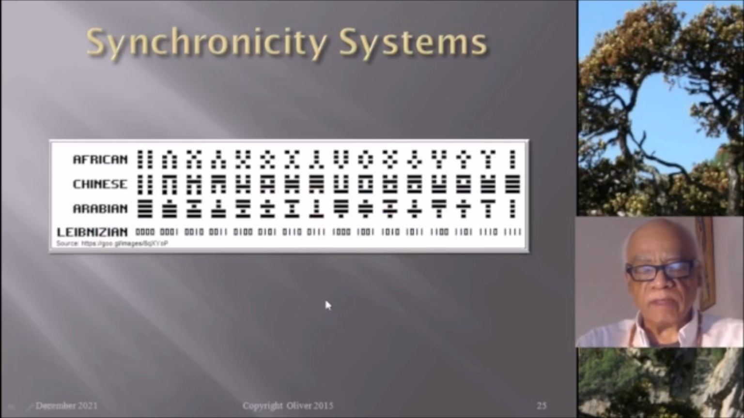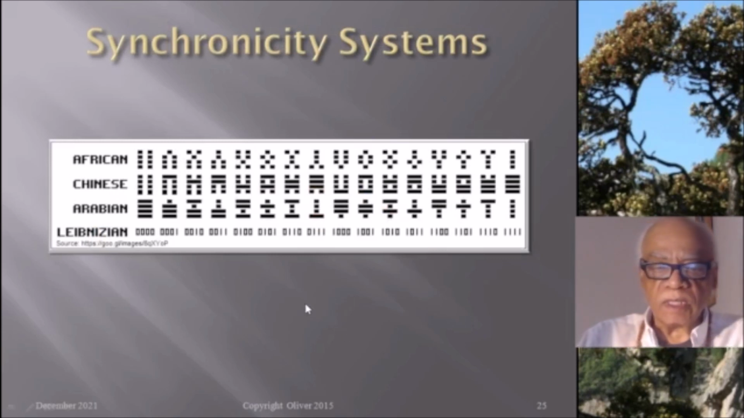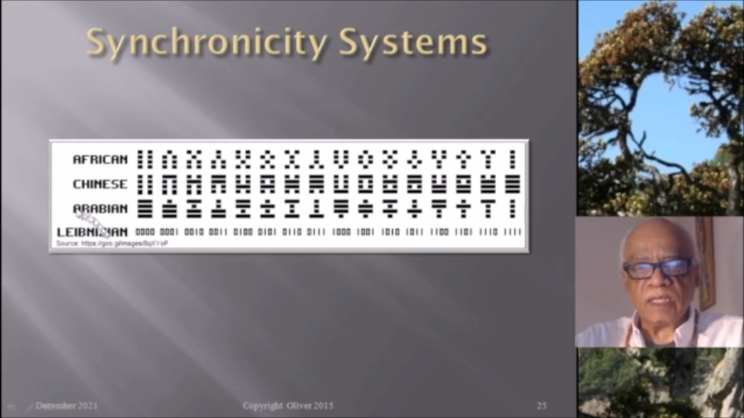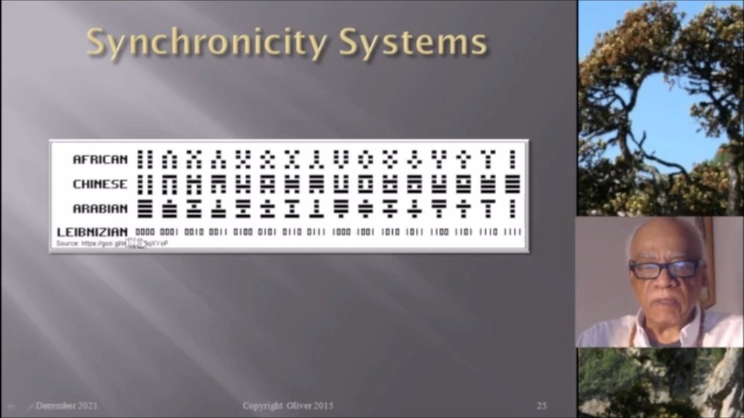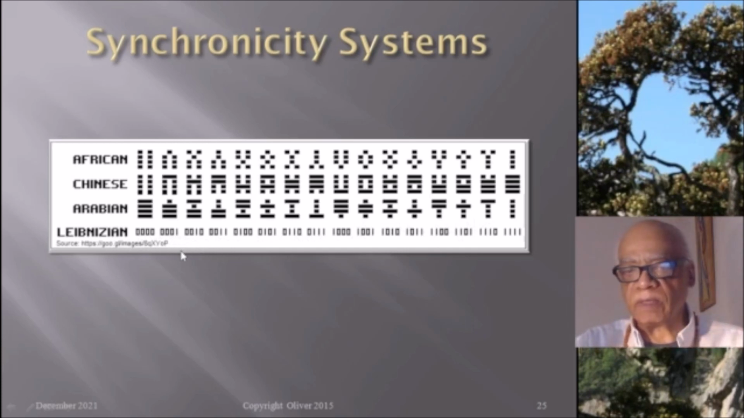So here's a look at different systems that use the synchronicity idea. You can see the different cultures. Here's an African culture that uses these numbers or the repetition of numbers. Here's the Chinese approach using the I Ching. And there's an Arabian approach using symbols. And then there's a Liberian approach where they use more like binary numbers. So this idea of repeating sequences has always been present in many, many different cultures.